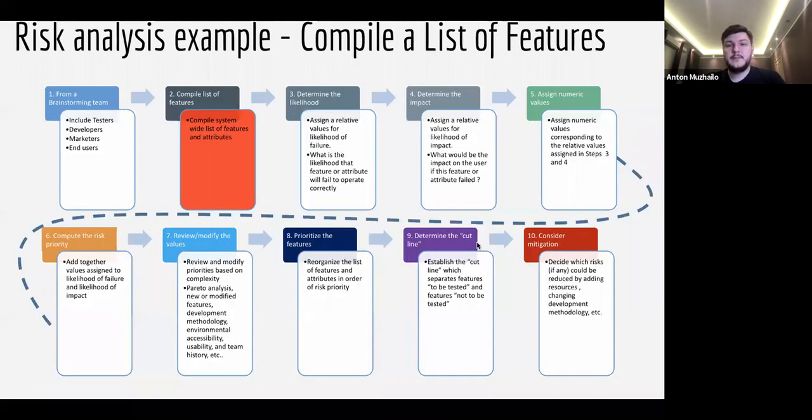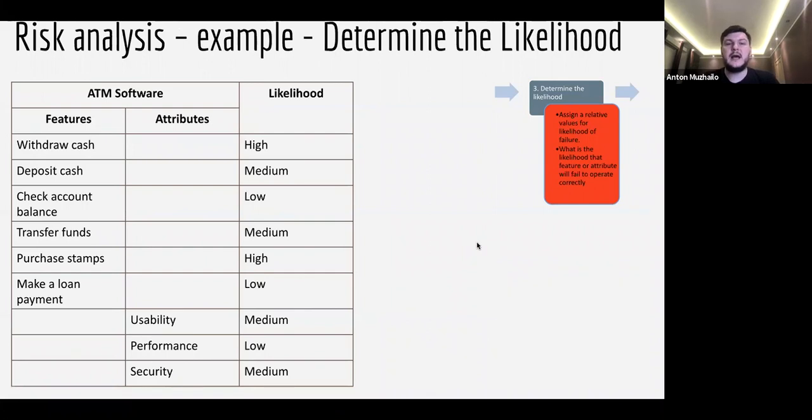Let's imagine that we are doing some testing of the ATM software, right? ATM software may have different features: withdraw cash, deposit cash, check account balance, transfer funds, etc. So there are different features on it and a couple of attributes that should work properly. So maybe usability, performance, security.